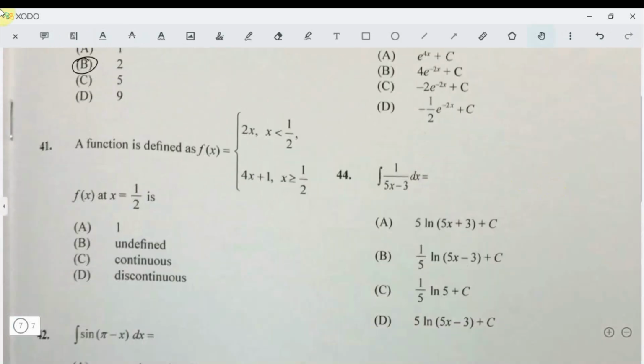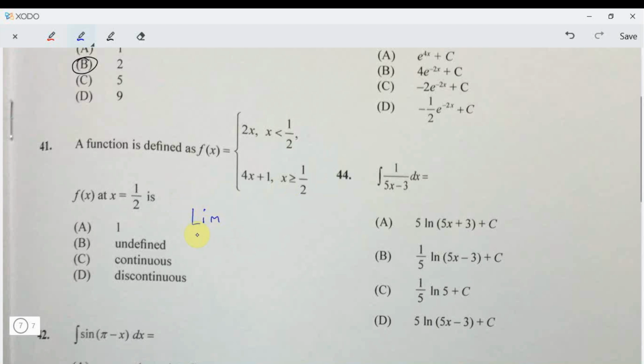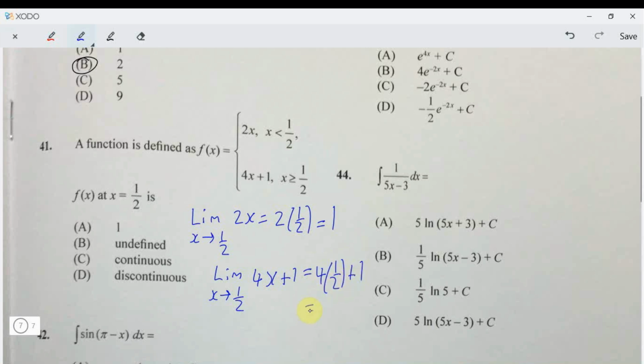Question 41 says a function is defined as f of x is 2x and 4x plus 1. At x equal a half is, so first thing is we need to check the limits to see if it's continuous first. Always check the limits. So the limit as x approaches a half from the left side would be equal to 2 times a half. 2 times a half is 1. Let's check the limit from the right side. So 4x plus 1, we plug in the half, we'll get 4 times a half plus 1. 4 times a half is 2, 2 plus 1 is 3.